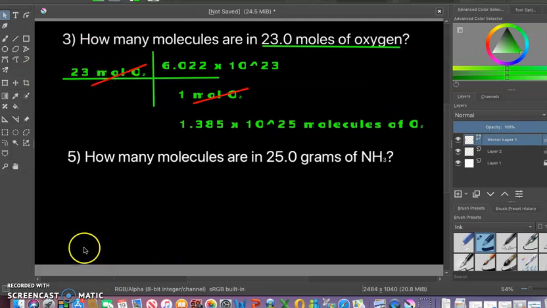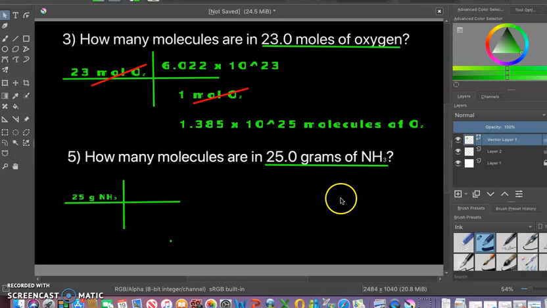Number 5, jumping down there, says how many molecules are in 25 grams of NH3. We've got to start with what we know. And what do we know, y'all? We know we have 25 grams of NH3. So let's write that out. Let's set up our crossbars just like we did here. You may want to pause me, it's going to come up quickly. So now we've got our crossbars up and what we know here. Now what we start with has to go on the bottom of this next one. So what unit is going to go here?